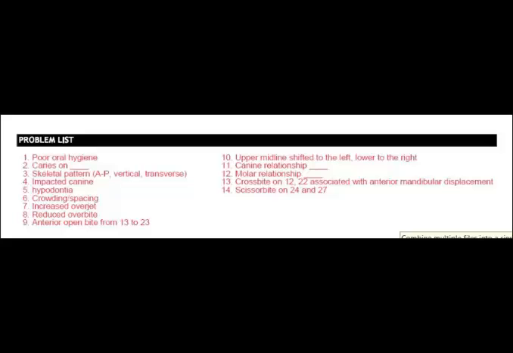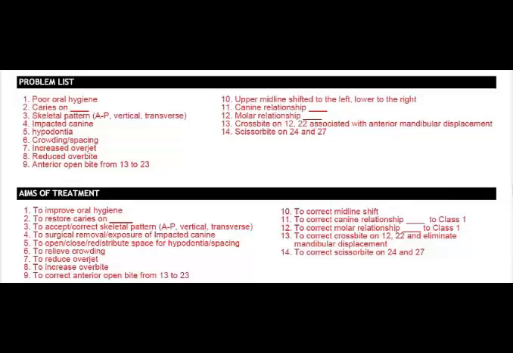Please remember, a normal relationship such as Class 1 canine relationship, Class 1 molar relationship, and Class 1 skeletal pattern are not categorized as problems and should not be in the problem list. Aims of treatment. Aims of treatment is actually stating what you are going to do with the problems in the problem list, and it must be listed in the same sequence as in the problem list. For example, number 1 problem in the problem list is poor oral hygiene. So the aim of treatment is to improve the oral hygiene and placed as number 1.